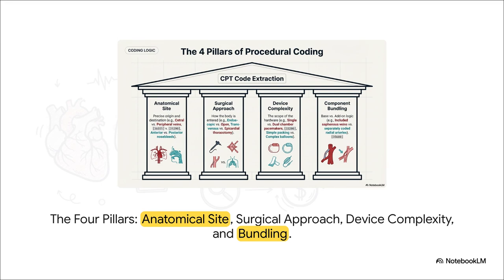First, anatomical site. Where did it happen? That's our anterior versus posterior nose bleed. Second, surgical approach. How did the surgeon get there? That's our pacemaker being put in through a vein versus on the heart. Third, device complexity. What hardware was used? Think about a simple catheter versus a complex pacemaker. And fourth, component bundling. What's included and what's extra? Remember those bypass graft harvesting rules? Every single code is just a combination of the answers to these 4 questions.